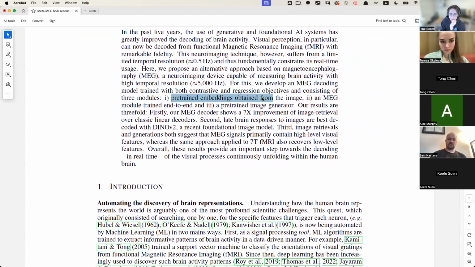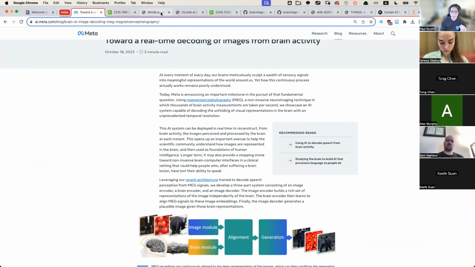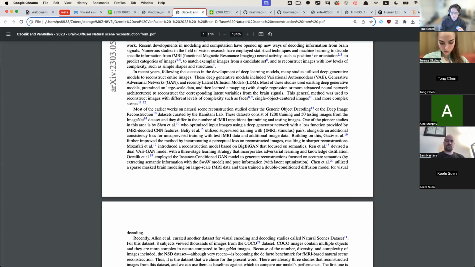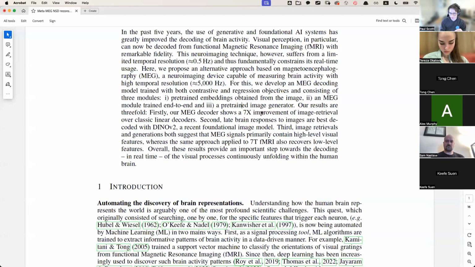So pre-trained embeddings, so they don't have to do anything for this. They're using pre-trained embeddings from some other model that's already existing. The second one is their MEG module. So this is the actual thing that they train to go from the MEG signals to eventually the output, which would be the embeddings for retrieval, or the embeddings that get input into the pre-trained image generator model. And in their case, they're using the same image generator approach and model as the brain diffuser paper from Ozcelik and Van Rullen, which we can get into more details when we get there.